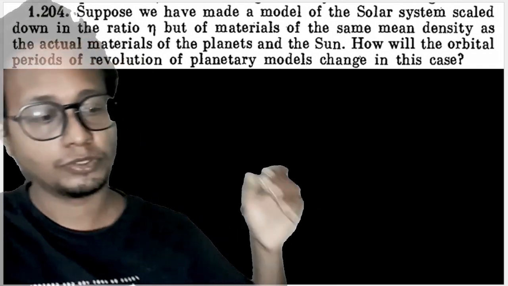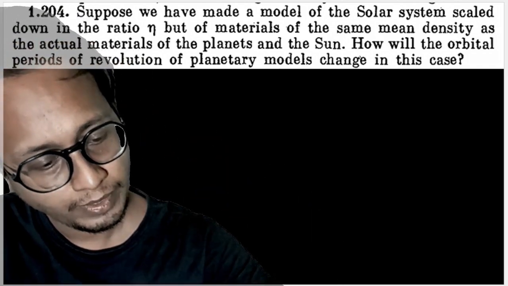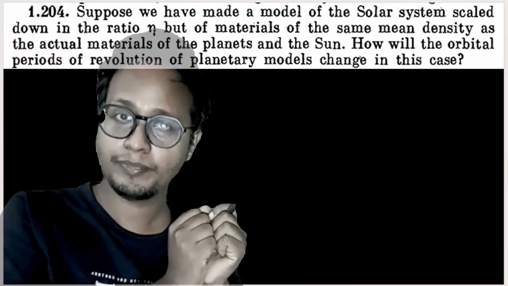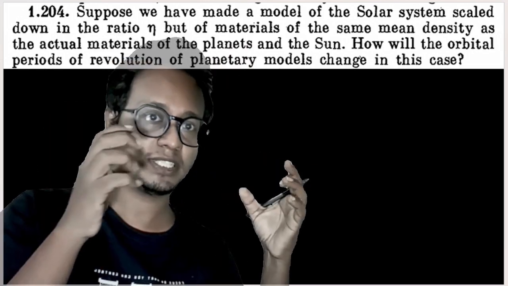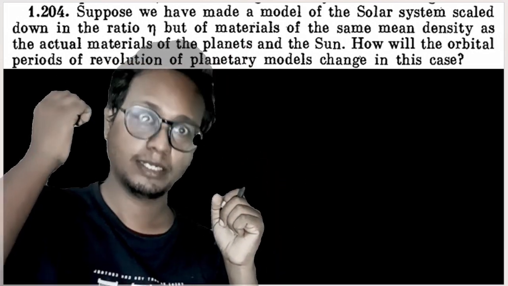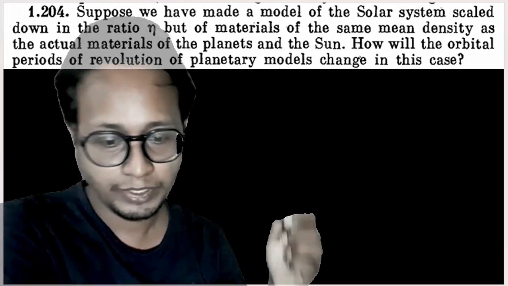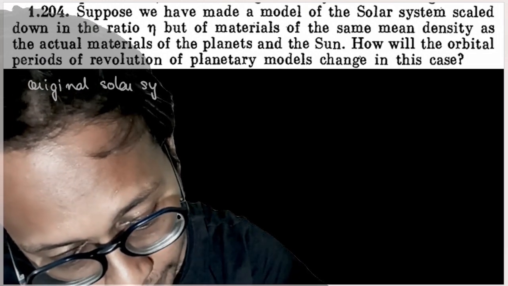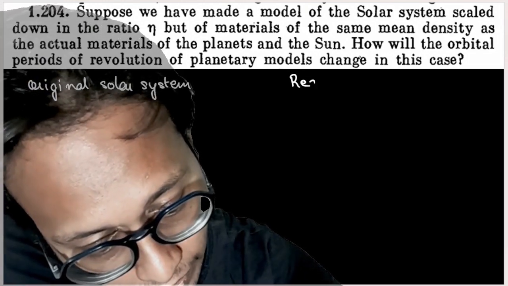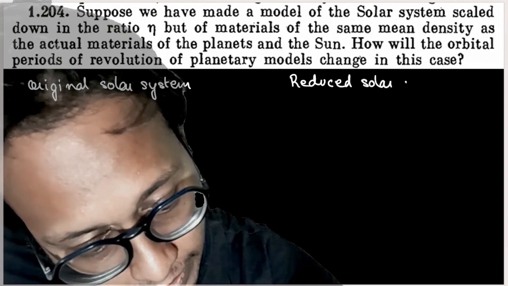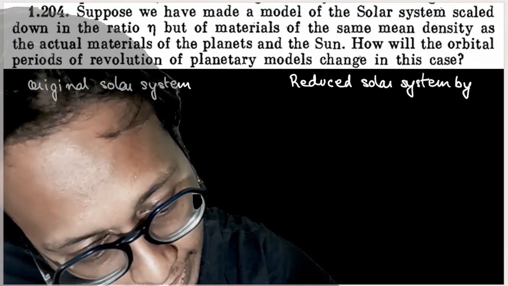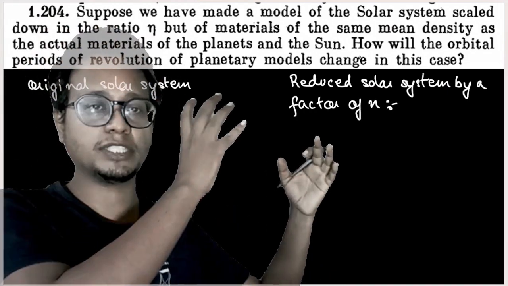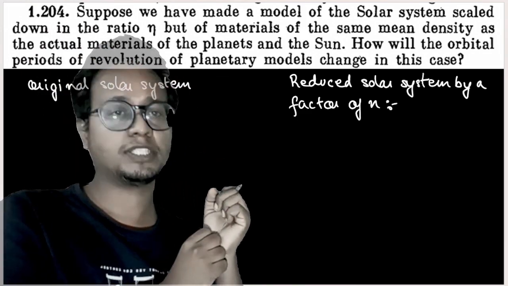In this question, we have a solar system. And in our solar system, the volume or the size of every planet and the sun has been reduced by a factor of n. That means if the value of n is 2, the size of the solar system has been halved. If the value of n is 4, the size of the solar system is quartered. So compare our two solar systems: the original solar system and the reduced solar system, reduced by a factor of n. If the value of n is 2, the size of the solar system will become half. If the value of n is 3, the size of the solar system will become 1/3.